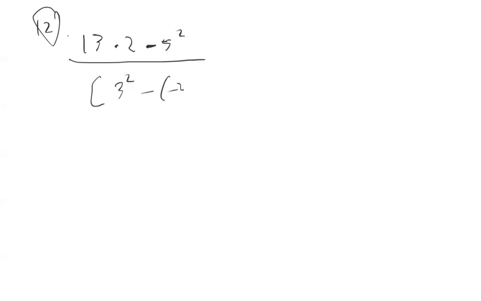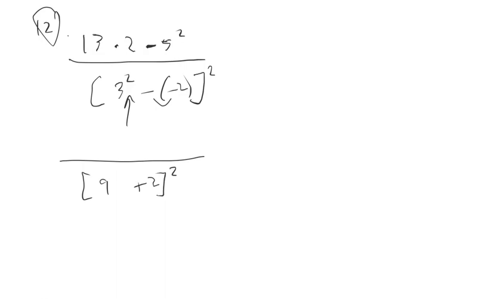Then problem 12. So problem 12 says 13 times 2 minus 5 squared, over 3 squared minus negative 2 squared. So we're going to start inside of the brackets, do this exponent. So 3 squared is 9. Then negative times negative 2 is a positive 2. Then you have a square on the outside.